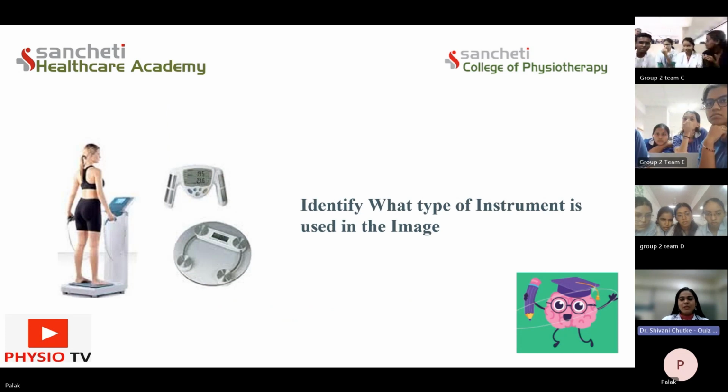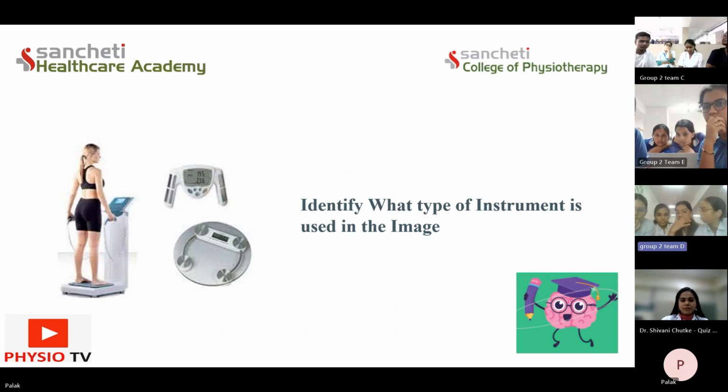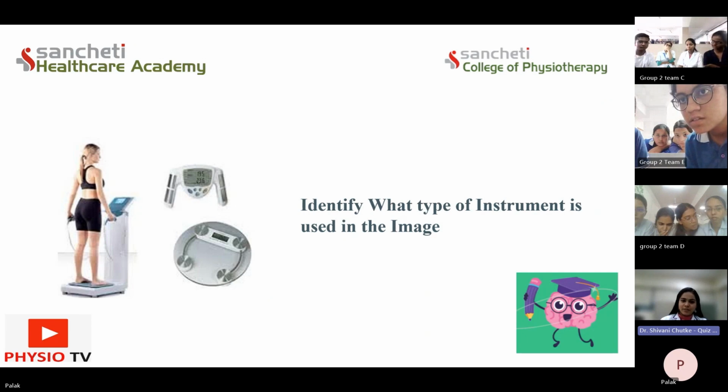Identify what type of instrument is used in the image, and your time starts now. Kindly unmute yourself. Ma'am, it's a power analyzer. No, that's the wrong answer. The right answer is it's a BIA. It's a bio impedance analyzer. No problem. We move to team E.